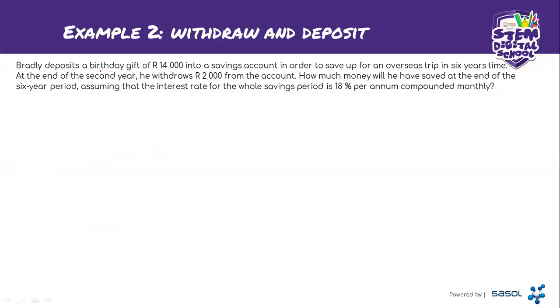Brently deposits a birthday gift of 14,000 into a savings account in order to save up for an overseas trip in 6 years' time. At the end of the second year, he withdraws 2,000 from the account. How much money will he have saved at the end of the 6-year period, assuming that the interest rate for the whole saving period is 18% per annum compounded monthly?